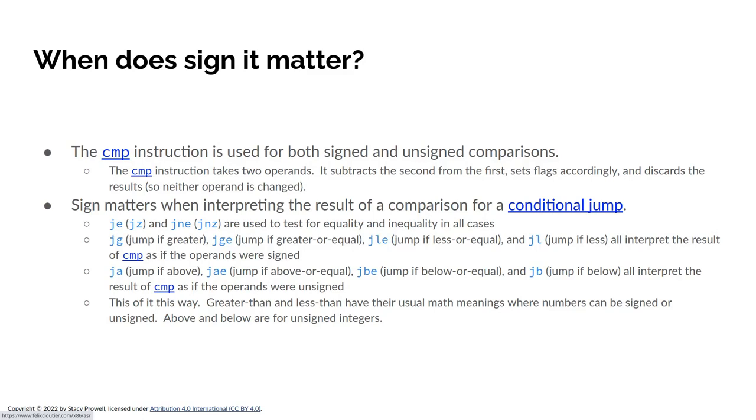There's a compare instruction. We can use it for comparing signed and unsigned numbers. How does it work? I tell you here, but we'll cover it in more detail later. Don't worry about it. It matters when interpreting the results of a comparison for conditional jumps. We're going to spend some time talking about conditional jumps, so I'm going to skip this. These links, by the way, take you to documentation on those instructions. So if you wanted to find out what's going on with that, you can go to the documentation.